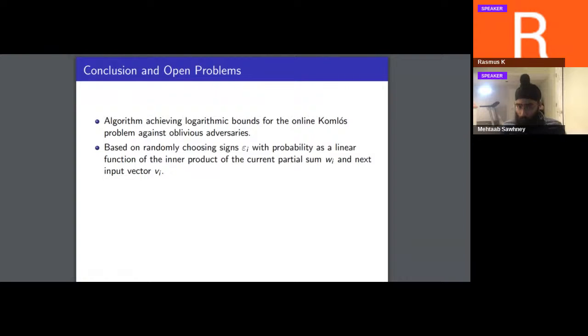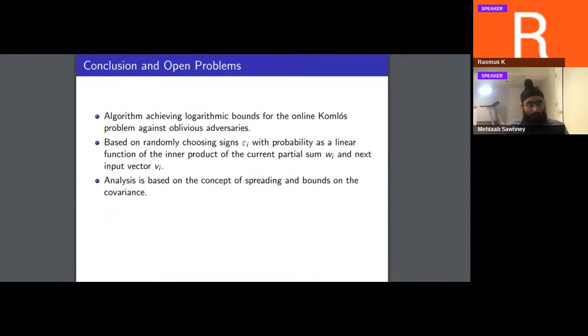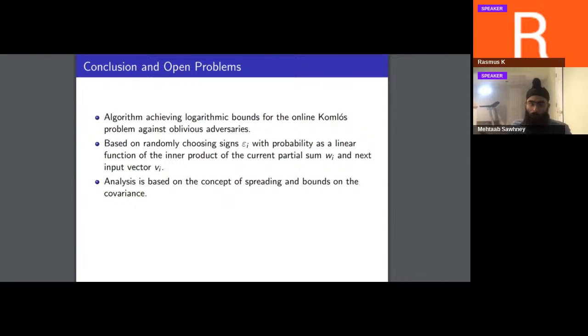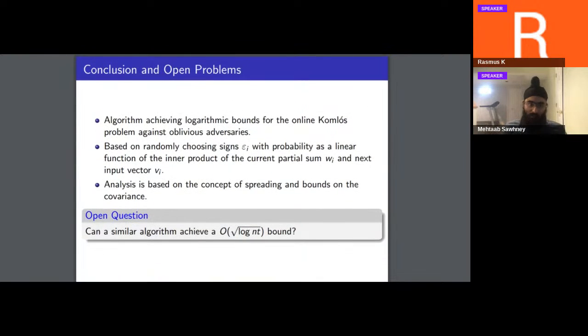And just to recall, the algorithm is very simple. What you're doing at every step is picking a sign epsilon_i, which is a linear function of the inner product of your current vector and the next vector you get. Next. And the whole analysis was basically based on this concept of spreading between two random variables and eventually bounding the covariance in some manner, or some proxy for the covariance.